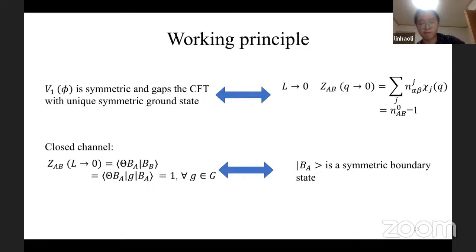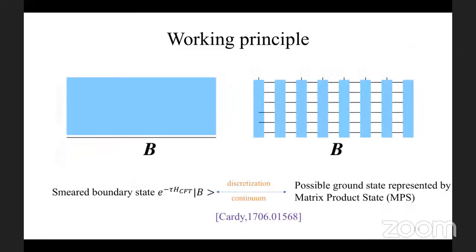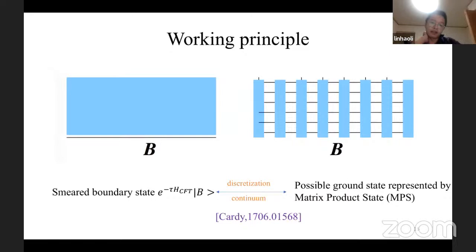And how about the figure and this matrix product state? Oh, you mean this? Yeah, this is an argument by Cardy. He discussed the relation between the boundary state and the gapped ground state represented by the matrix product state. So the boundary state can be seen as a continuum version of the MPS state here.